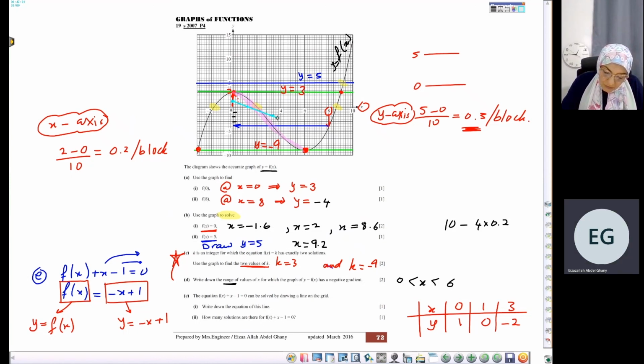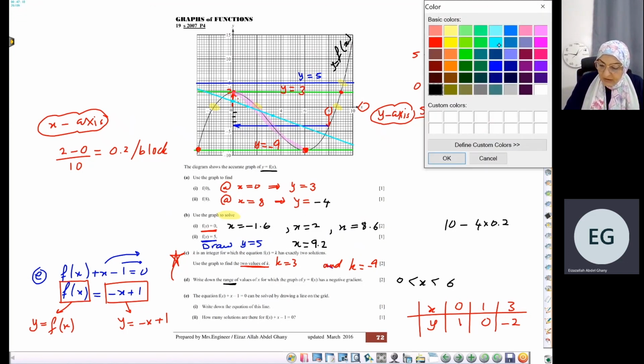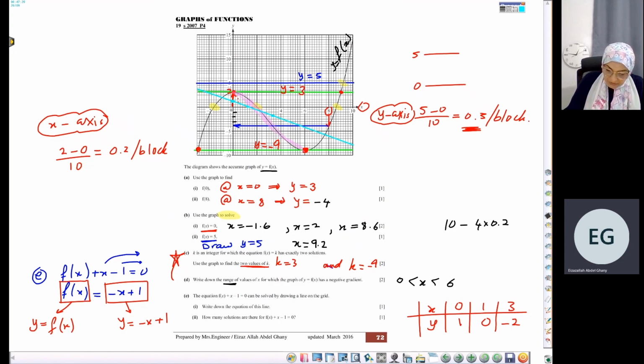These 3 points are not enough. You have to extend with your ruler on the other side as well. Okay, this line will cut. First of all, you have to write the equation of the line. You owe yourself this favor, please. Write it. This line, the equation is y equals negative x plus 1. Okay, now a function and an equal in the middle means points of intersection of the graph f of x and this blue line.